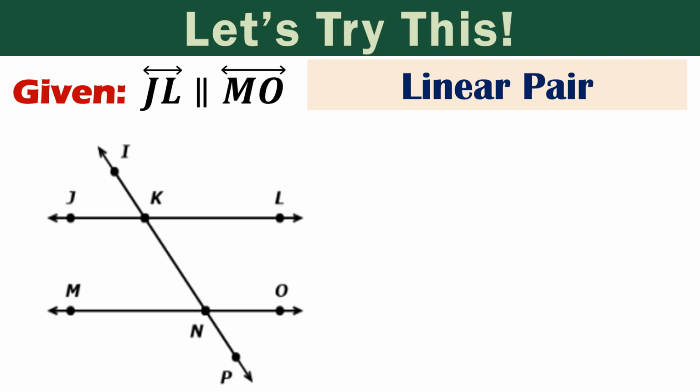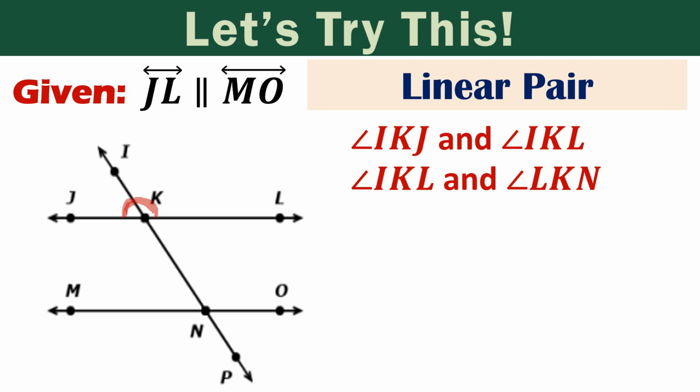Just like I've mentioned to you a while ago, we can also have linear pairs in parallel lines cut by a transversal. Although there's a lot that we can consider in here, let's just have random examples. So we have angle IKJ and angle IKL. That's correct, right? They are supplementary and at the same time adjacent.